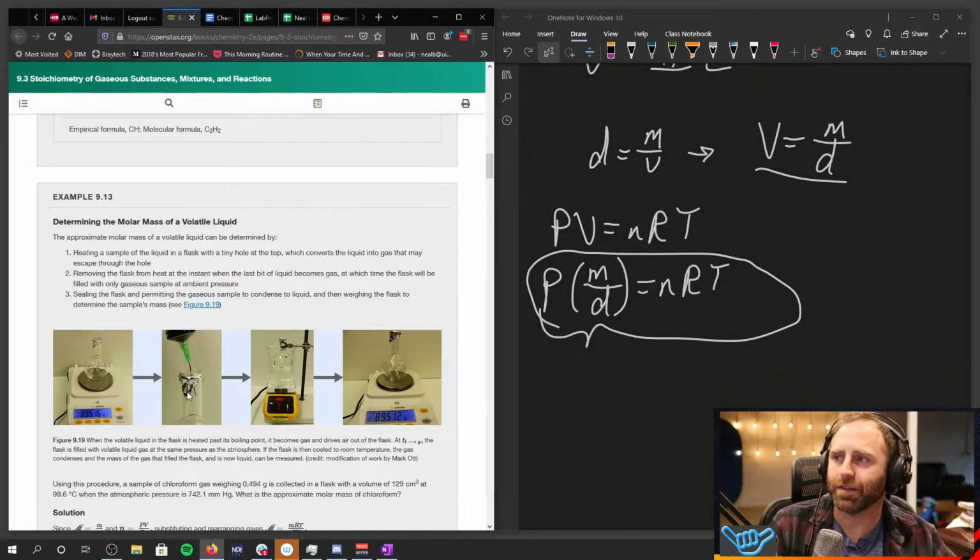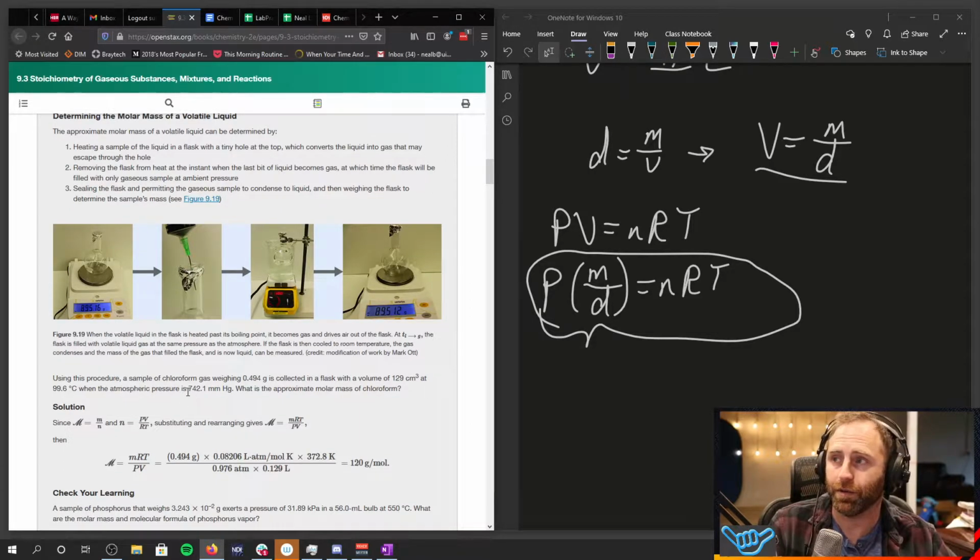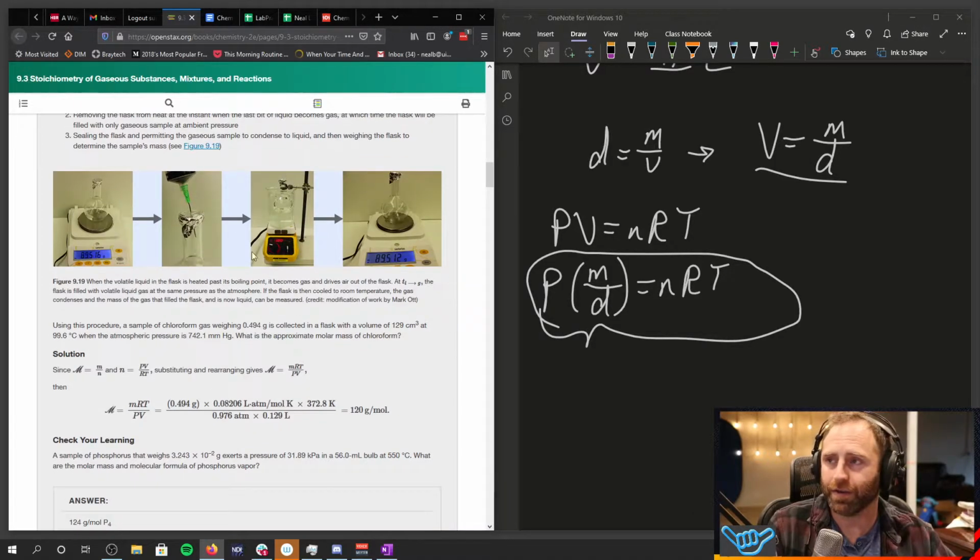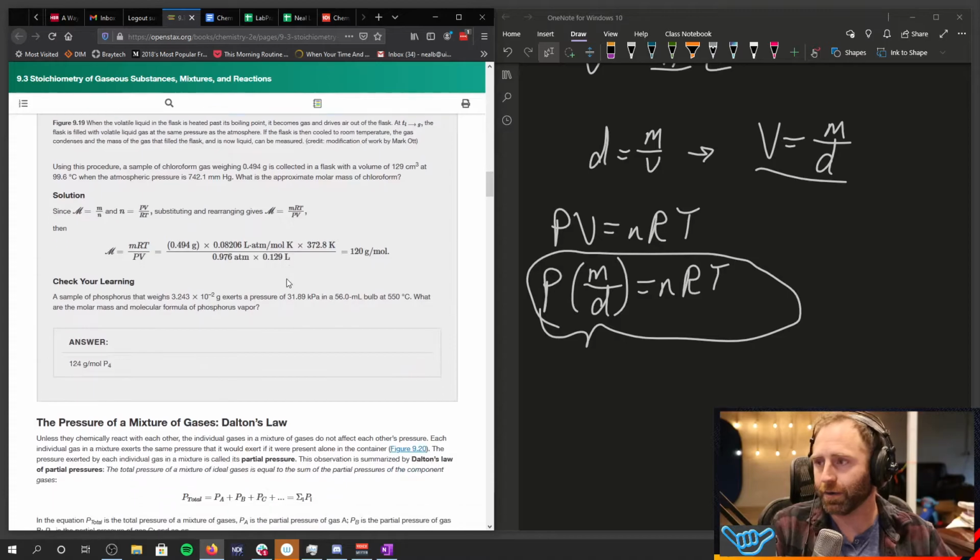This is a nice little example where they just pretty much show you it's pretty darn easy to actually do this in the lab. So this might look like it's pretty theoretical, but in the lab space, it's not that difficult to figure out the molar mass of a gas or a volatile liquid, as this example has written out.